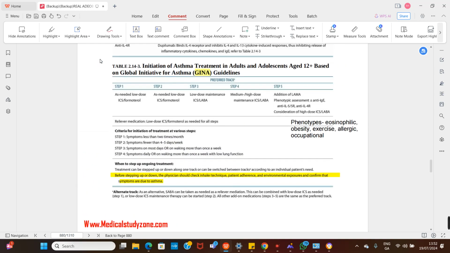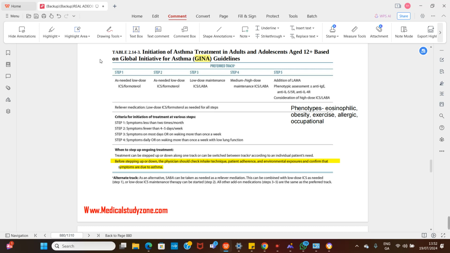So just have that at the back of your mind. At least less than twice in a month, less than 5 times in a week, daily symptoms or nightly wake up at least one night in a week, that's step three automatically. With poor lung function, step four.